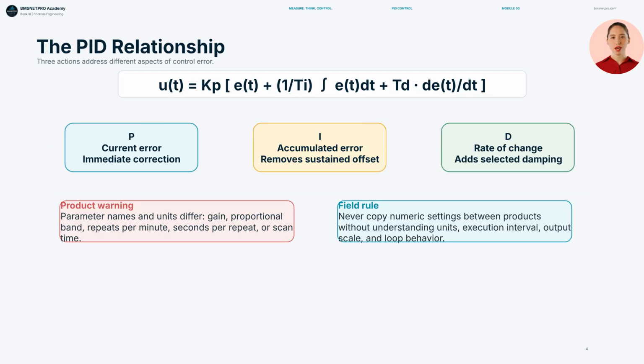This slide shows one common PID representation. Real BAS products may use different parameter forms such as gain, proportional band, repeats per minute, seconds per repeat, or scan-dependent implementation. This is why copying values from one controller to another can create serious instability. Always understand the product units, scan interval, and output scaling before applying tuning values.